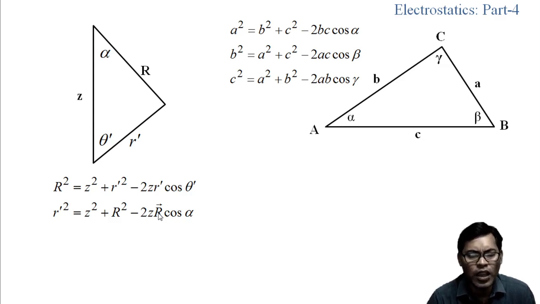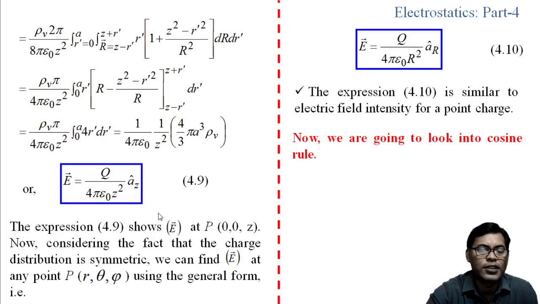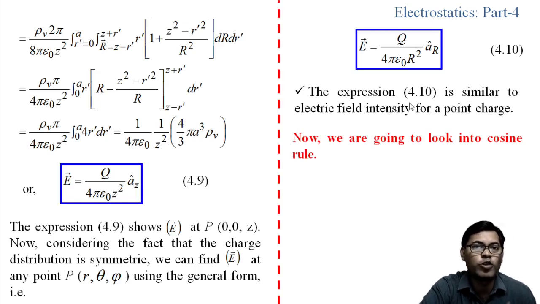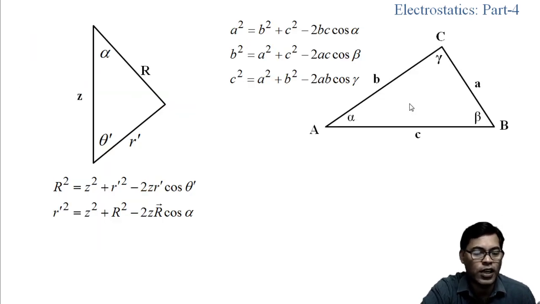So we have seen the calculation of the electric field intensity at a point outside the spherical surface or sphere, for the volume of charge in the sphere. So that is all for today's class, students.